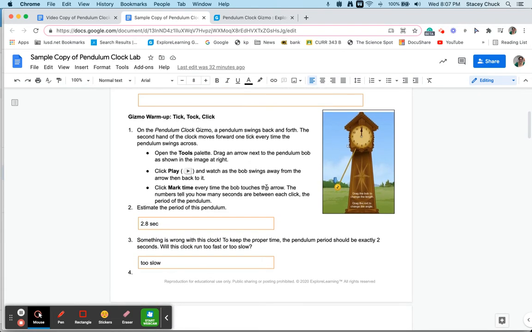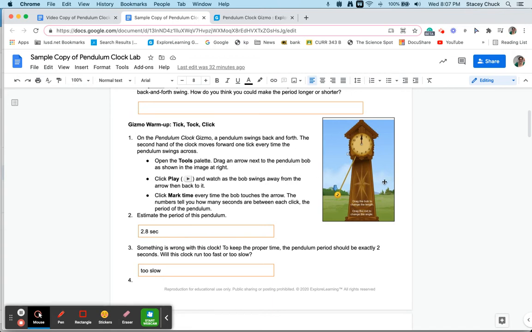And then we have the warm-up portion. We used the simulation to find the period of the pendulum in the default settings that the Gizmo starts with. We determined that this period was about 2.8 seconds and that it is running too slow, because one swing to the right should take 1 second and then swinging back should take 1 second. Every time the pendulum swings, the second hand ticks forward 1. So it's registering on the clock 1 second, but it's taking 1.4 seconds.